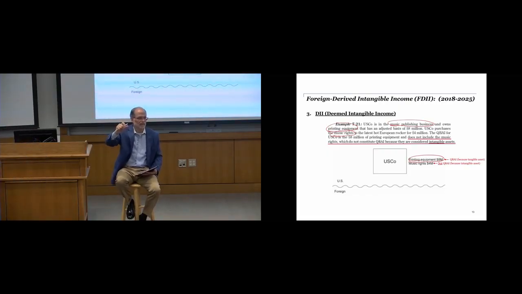So the printing equipment, yes, tangible, I can go out and touch it. The music rights for this rocker, I can't go out and touch, right? That's a contractual right, not a tangible asset. So this is just illustrating what I apply the 10% reduction to in arriving at DII.